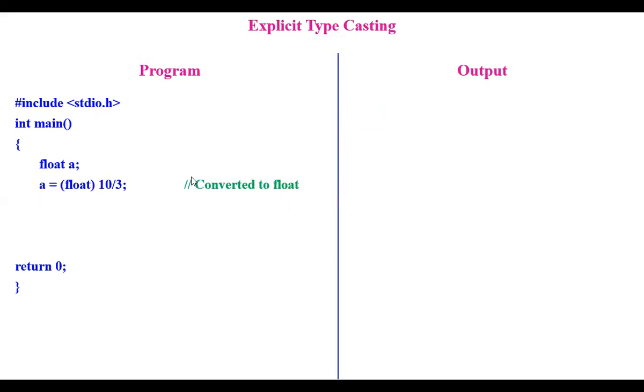Next, suppose I have taken 10 by 3. That appears like a division between integers, but we have converted this into a float. Even though it is an integer division, 10 by 3, we converted this to float, right? Now, I want to display A. The A value will be good. The original actual value 3.333 comes, because even though it is an integer division, we converted this to float. That's why we didn't lose any data. Clear? Next.